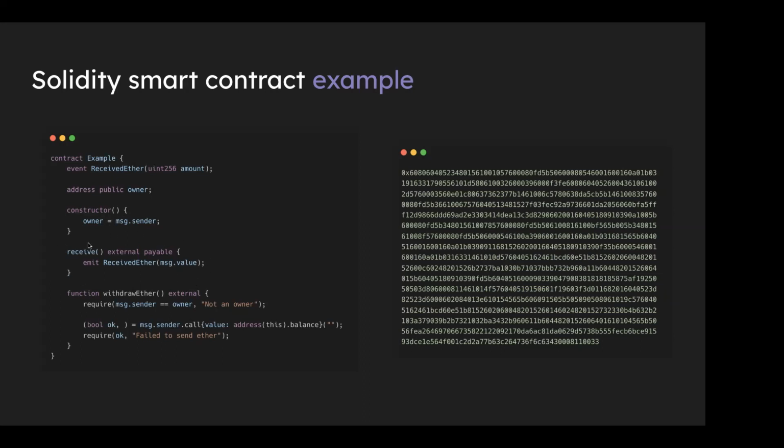Then we have a receive function, a special Solidity function that allows smart contracts to receive Ethereum. It has a special definition, and it emits an event that the smart contract received Ether. And as a parameter, the message value is passed. It is the amount of Ethereum that is sent with the call or with the transaction.